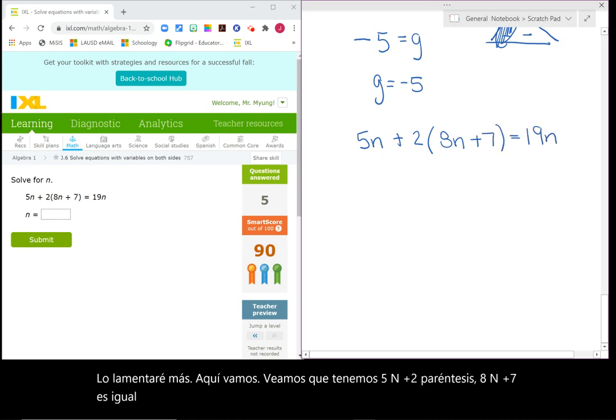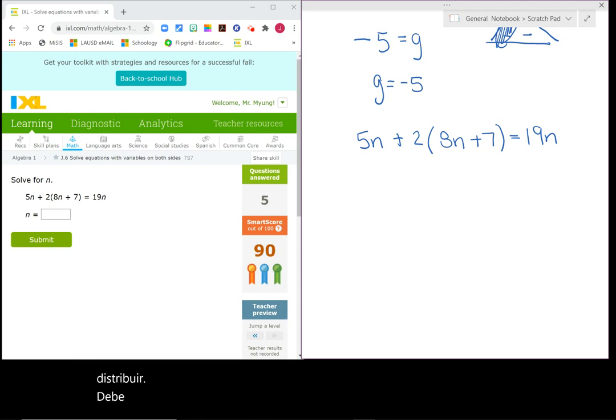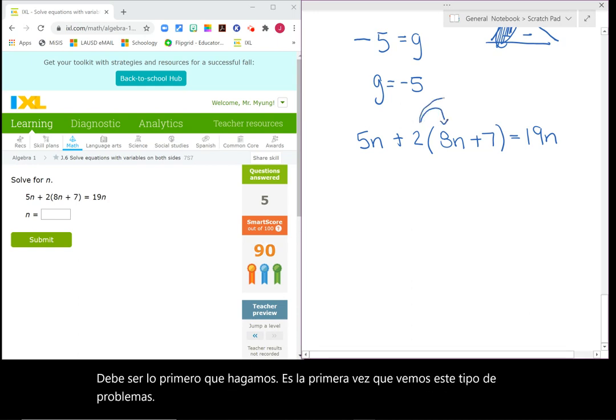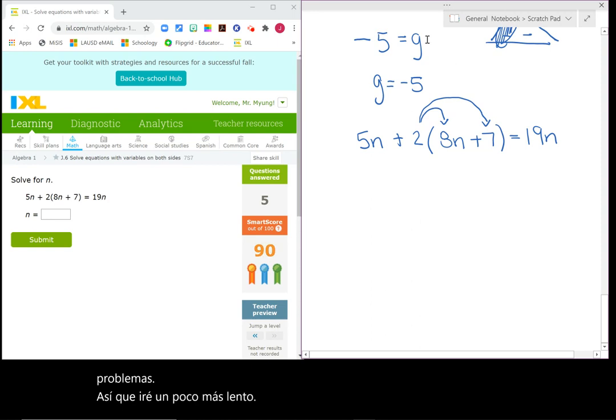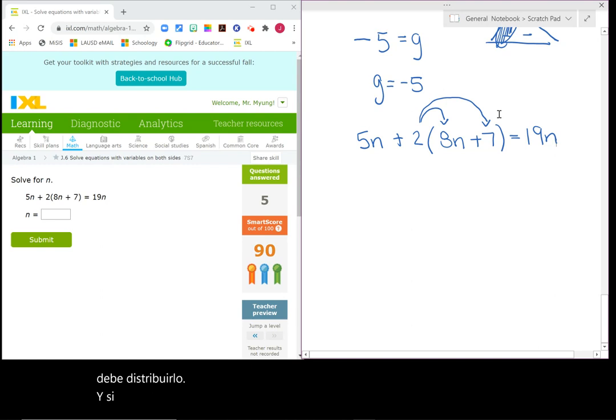Let's consider this last one our challenge problem. In this problem, you should notice that there is a parenthesis and something in front of that parenthesis to distribute. That must be the first thing we do. This is the first time we're seeing this type of problem, so I'll go a little bit slower. Anytime you see a number or a letter or a sign in front of the parentheses, you must distribute. And if you forgot what distribute means, it means to multiply it to everything inside.